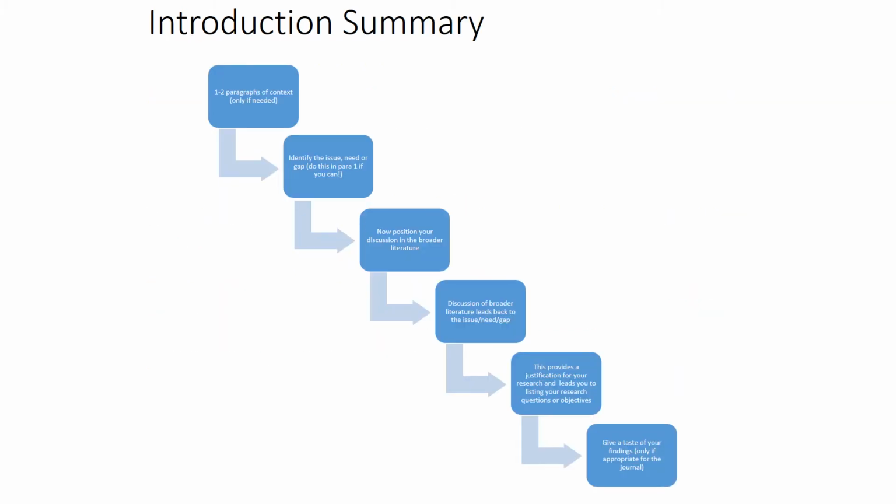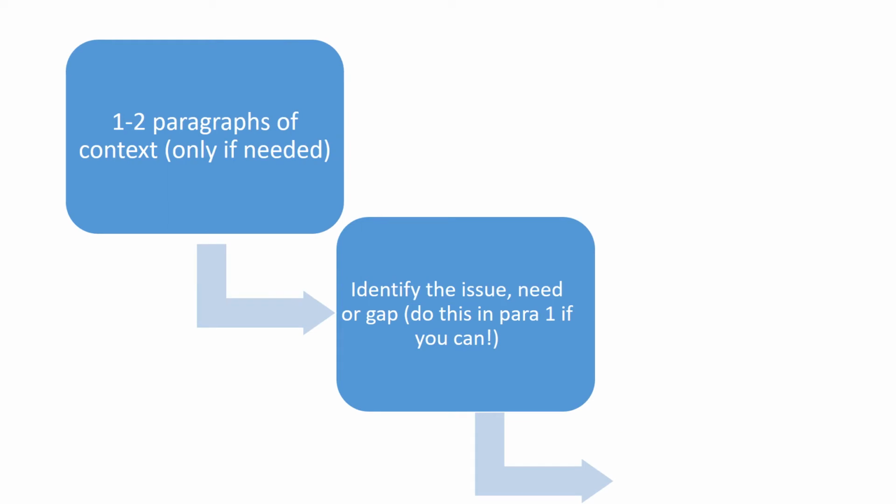Okay, here's a summary slide that shows the steps of the introduction in 6 dot points. Let me, in the following 3 slides, expand the view. Here's the first 2. First, there's 1 to 2 paragraphs of context, but only if needed. Early on in the paper, you must identify the issue, the need, or the gap. It's good to do that in paragraph 1 if you can.